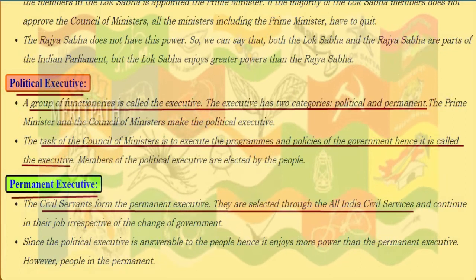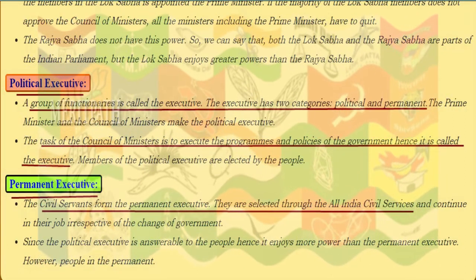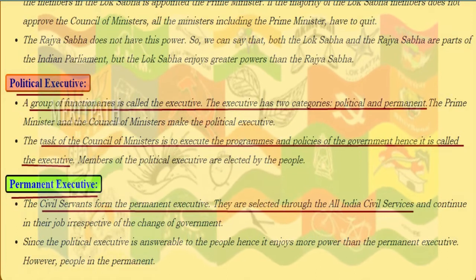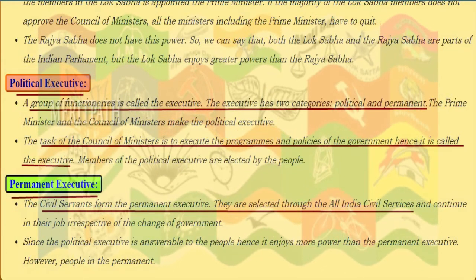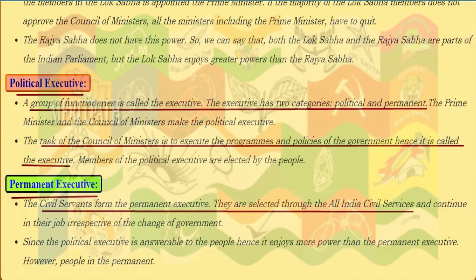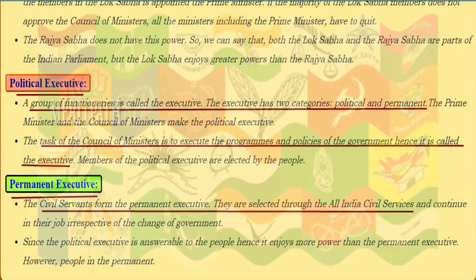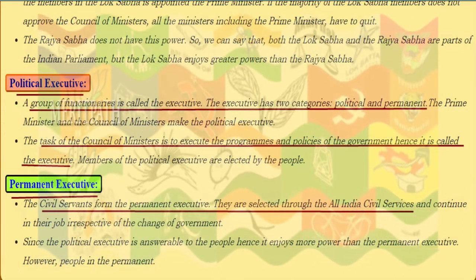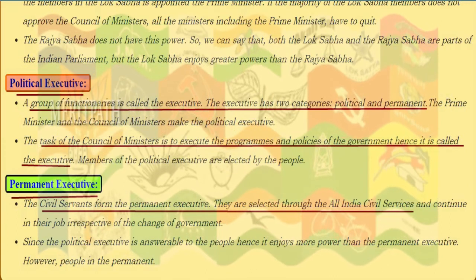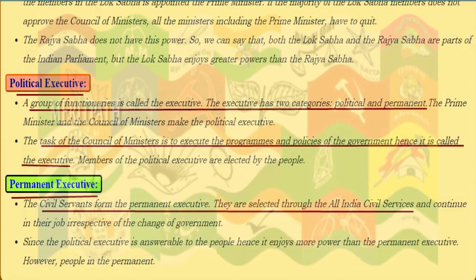Permanent executives. Civil servants form the permanent executive. They are selected to All India Civil Services and they continue in their job irrespective of the change of the government. Political executive is answerable to the people, so it enjoys more power than the permanent executive.